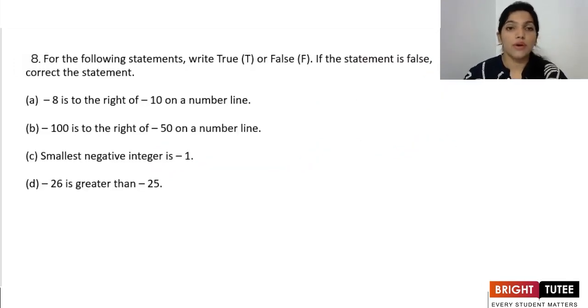Moving to the next one. For the following statements, we have to say whether they are true or false. If the statement is false, let's correct that as well. Minus 8 is to the right of minus 10 on the number line. Is this true or false?